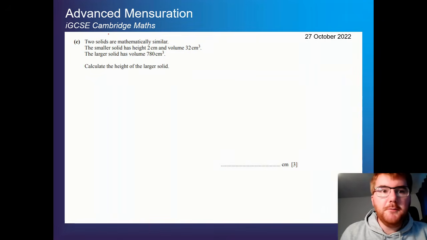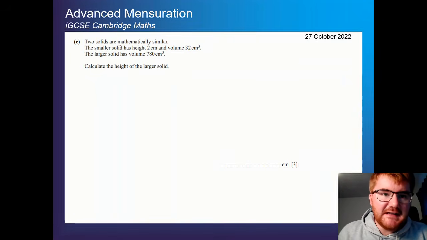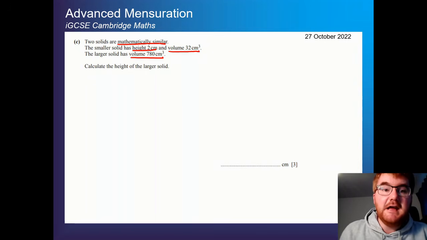Okay, so on to part C. So again, two solids here are mathematically similar. So that's an important phrase to have here. The smaller solid has a height of 2 centimeters and the volume of 32 cubic centimeters, and the larger solid has a volume of 780 cubic centimeters, and we're looking for the height.